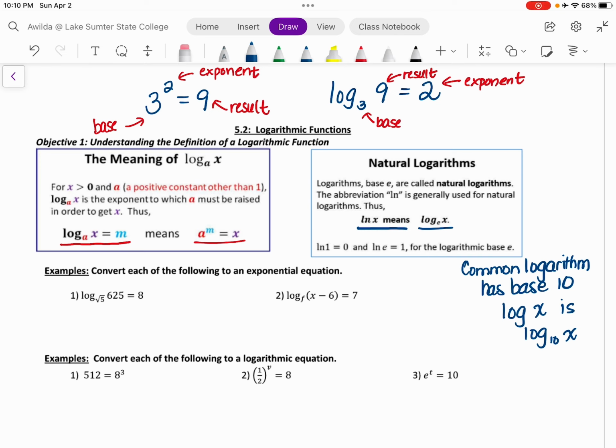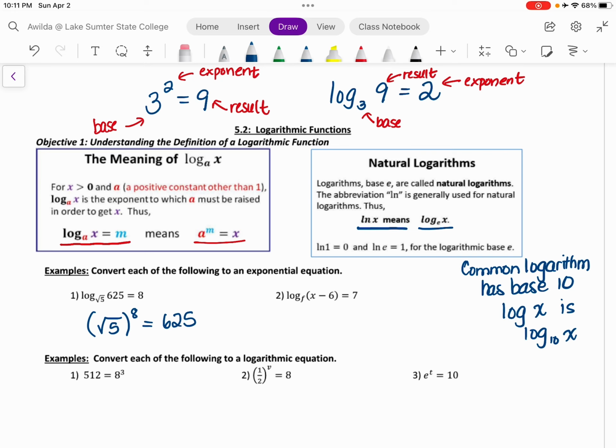To practice this concept, which may be new to many of you, we're going to practice rewriting some of the following exponential equations as logarithmic equations and vice versa. Converting between the two forms will help you practice how to rearrange the three parts. Let's look at example 1. Logarithm base square root of 5 of 625 equals 8. So the base here is the square root of 5. The exponent is 8. And the result is 625.